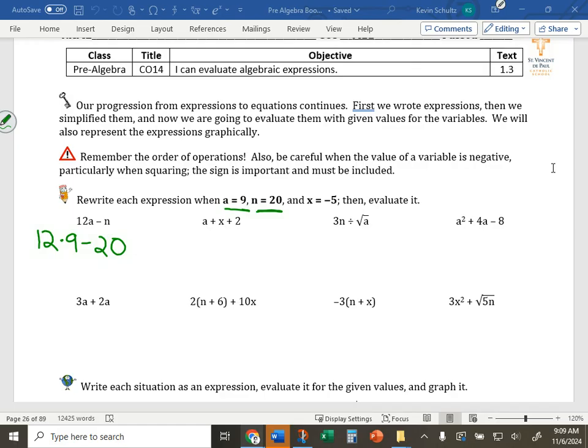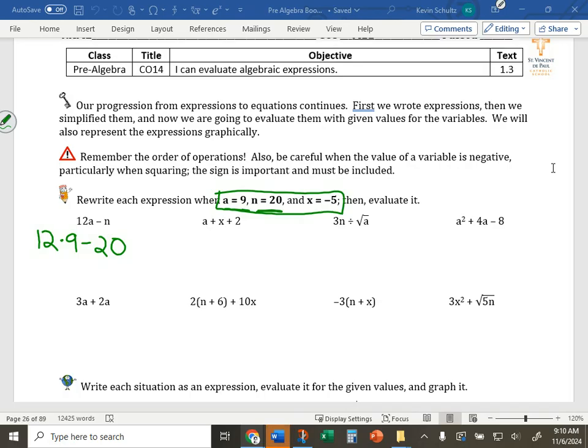So a means 9, and they all have their own numbers? Well, I'm telling you what those are. Like, a won't always be 9. I'm just saying, in this case, a equals 9.